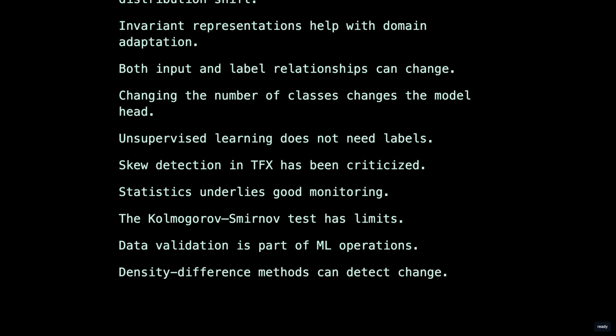That approach compares densities rather than relying only on labels. It is valuable because some shift detection methods can work even when direct ground truth is missing, which is often the case in live systems.